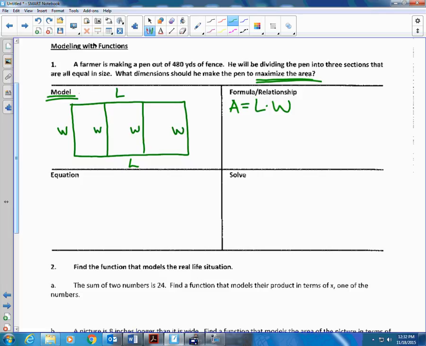There's another critical piece of information that we're given in this problem that we got to use. What is that? 480. So can I write an equation that involves the 480? 2L plus 4W equals 480. Good. Because I have four spaces that are going to be used to create the three different pens.